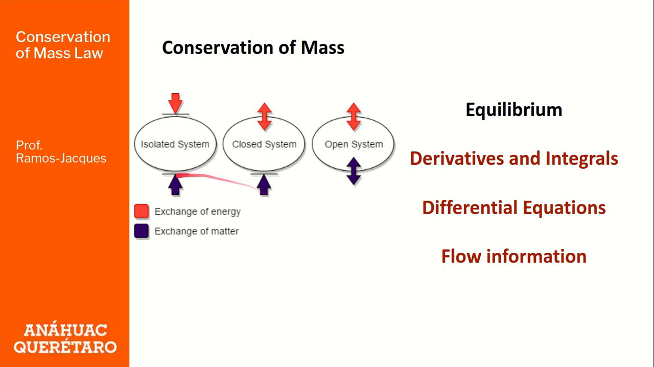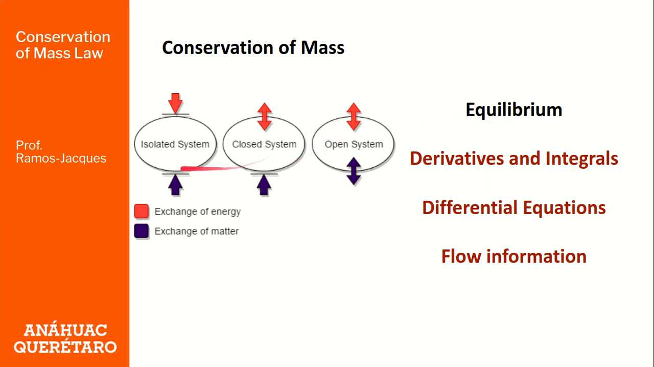So the objective of this session is to study the conservation of mass law. This law describes the fact that the total mass and energy in a system remain closed. We have here the example of three systems: an isolated, closed and open system. And we describe here the exchange of energy and the exchange of matter, which is only free in an open system, as you can see. So that statement of the conservation of mass incorporates the fact that mass and energy can be converted from one to another.